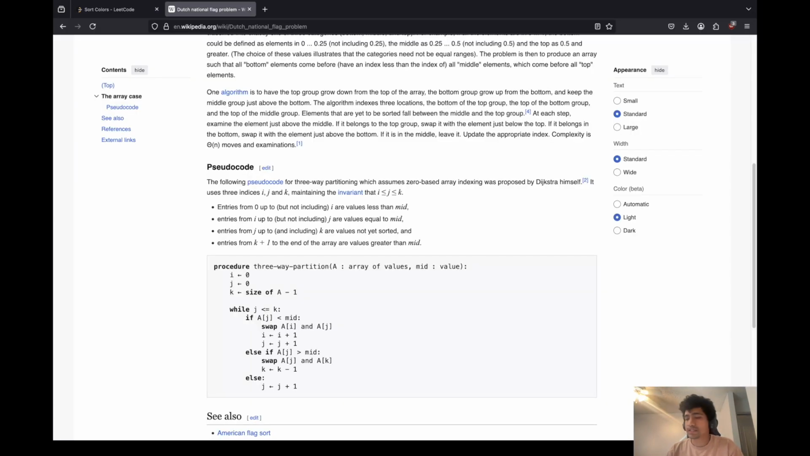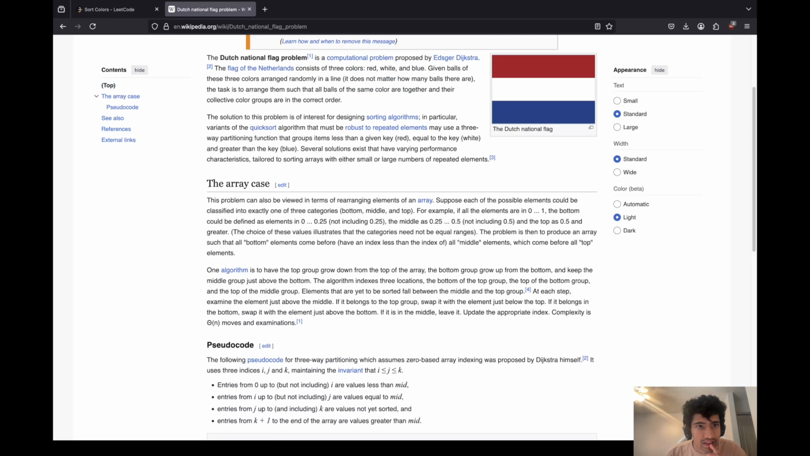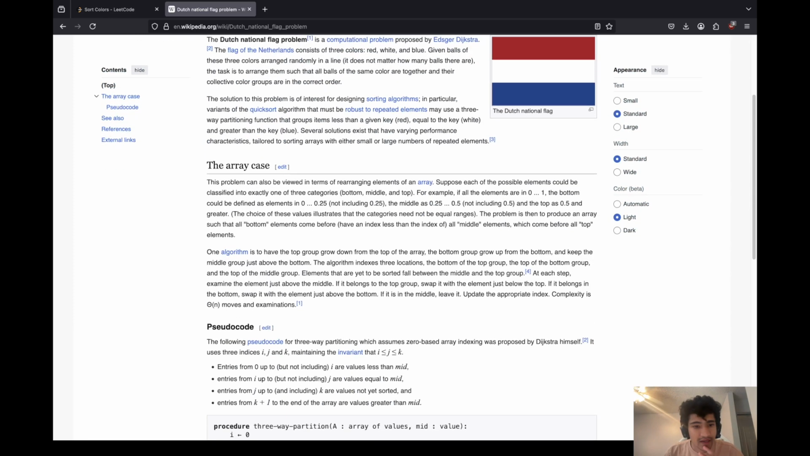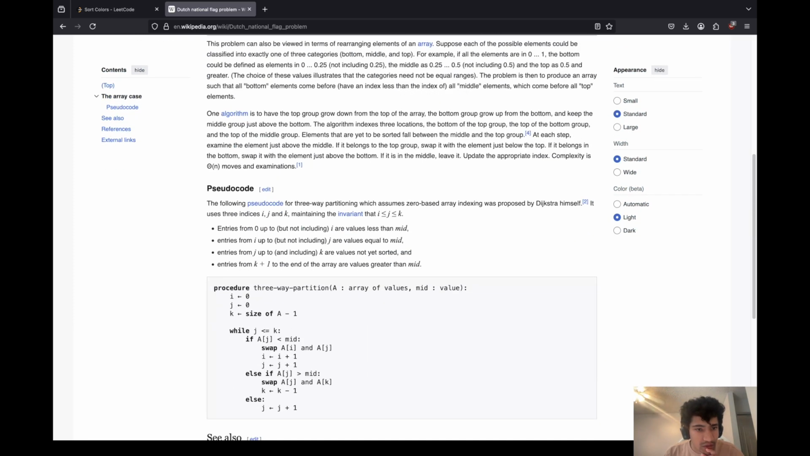Right. So this is the Dutch national flag problem. As I mentioned, it represents the Dutch flag proposed by Edgar Dijkstra, and we will just quickly go towards its pseudocode. So it says that entries from 0 up to i minus 1 are values less than mid, i to j minus 1 are equal to mid, and then j to k are not sorted, k plus 1 till end of array are greater than mid.